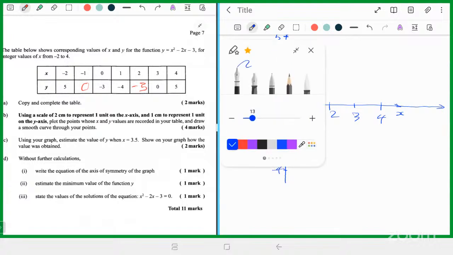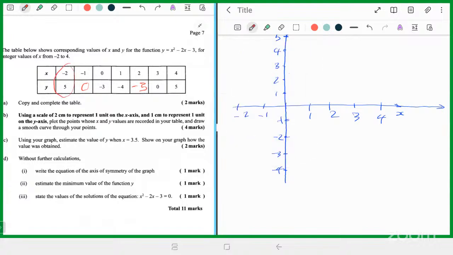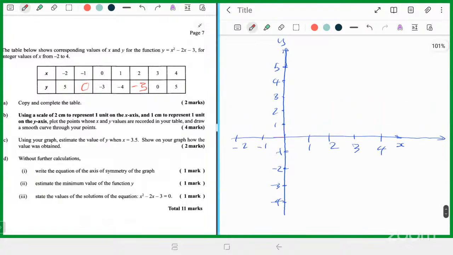Let's put the points in red. The first point is -2, 5. It's up here. Then -1, 0, that's on the x-axis right here. Then 0, -3 is the y-axis intercept right here. Then 1, -4.